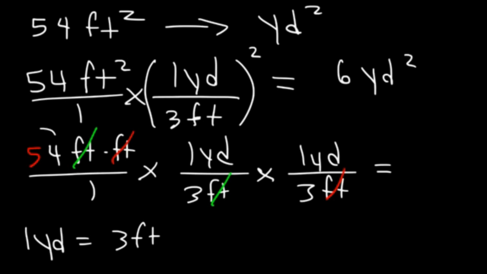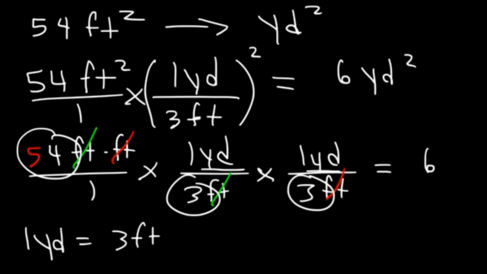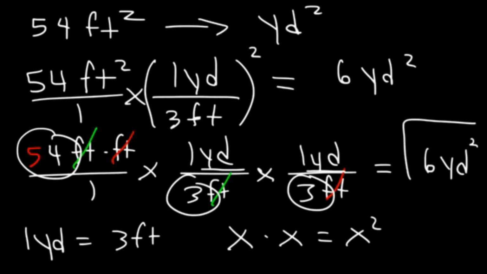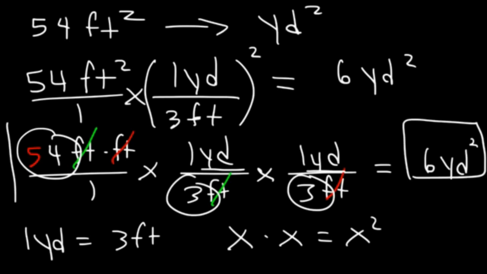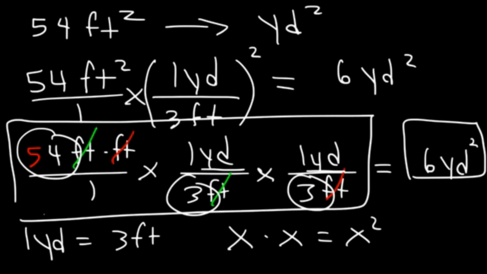Or if you do it this way, 54 divided by 3 is 18. And then 18 divided by another 3 is 6. And yards times yards is yards squared, the same way as x times x is x squared. But personally, I like to do it this way. But I wanted to show you in the expanded form so you can understand it.